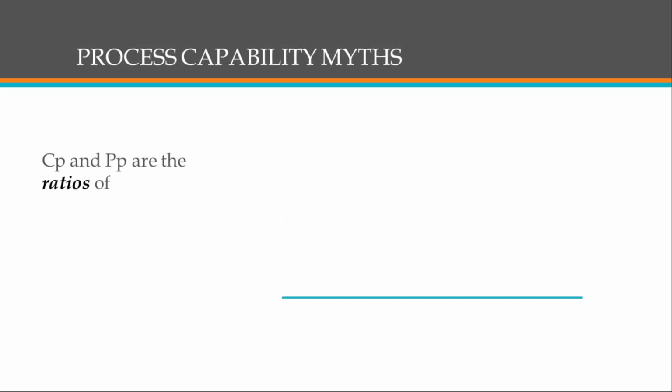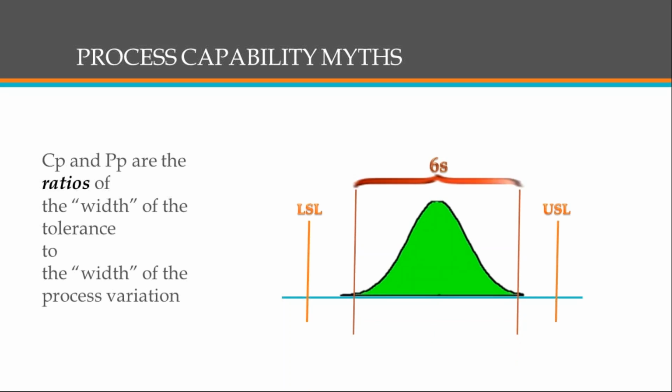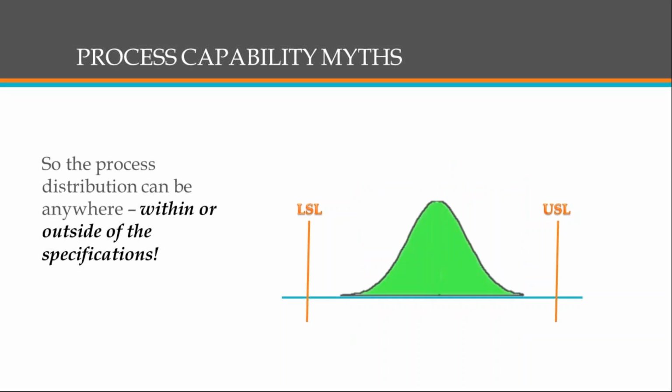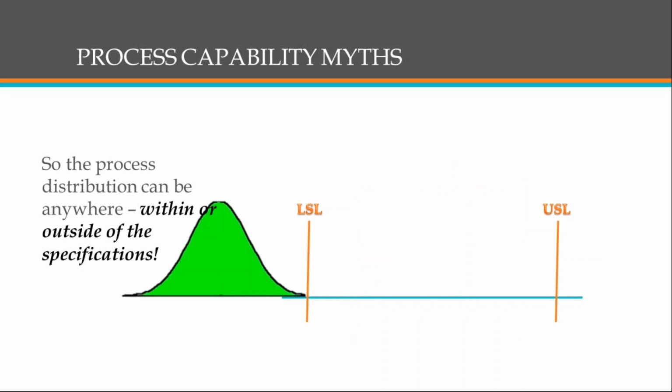CP and PP are the ratios of the width of the tolerance to the width of the process variation. And that's it. It's simply the ratio of the two. And here's the calculation. As you can see, it's the ratio of the two. And you'll notice that there's no location function. No location function whatsoever. So that being the case, it could be either within or outside of the specifications. All of these examples have the same CP or PP because all it is is a ratio.